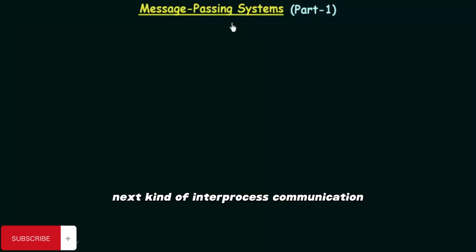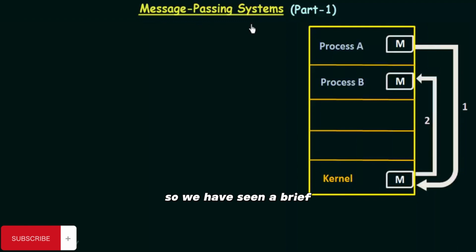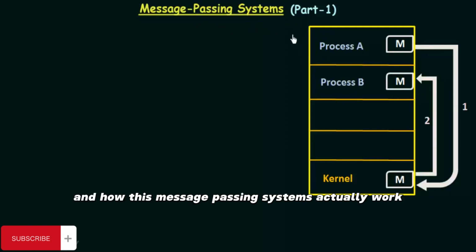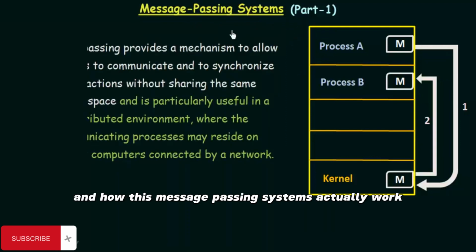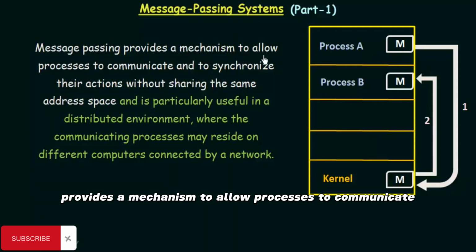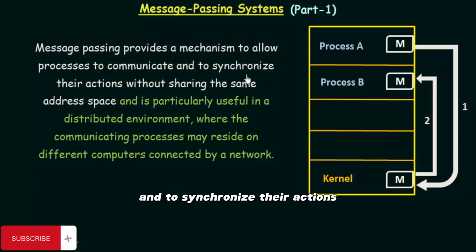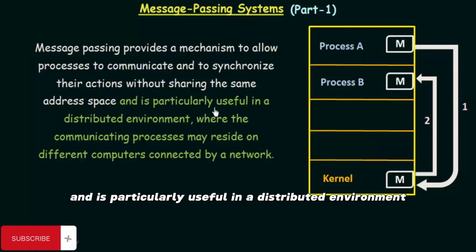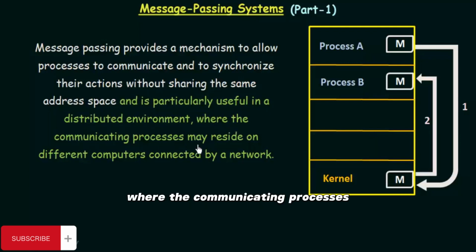Now we'll be discussing the next kind of interprocess communication, which is the message passing systems. We have seen a brief introduction about this when we discussed the lecture on interprocess communication. But in this lecture, we'll be studying in more detail how message passing systems actually work. So message passing provides a mechanism to allow processes to communicate and to synchronize their actions without sharing the same address space, and is particularly useful in a distributed environment where the communicating processes may reside on different computers connected by a network.